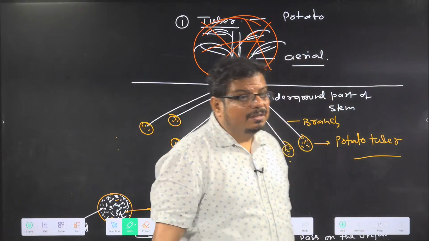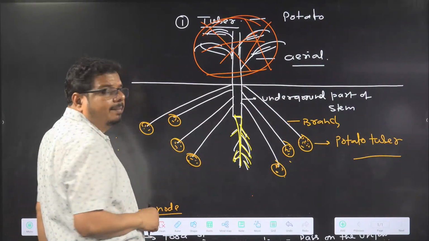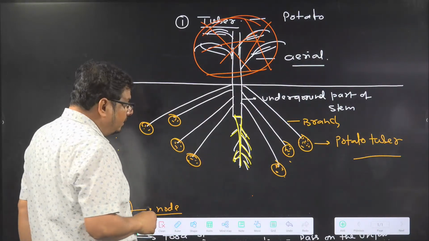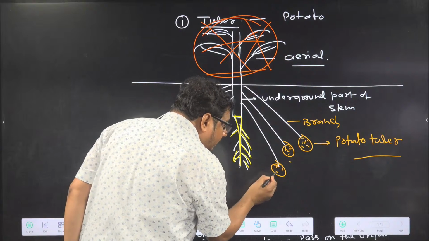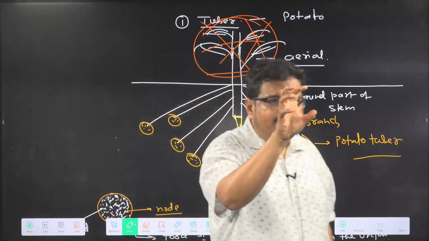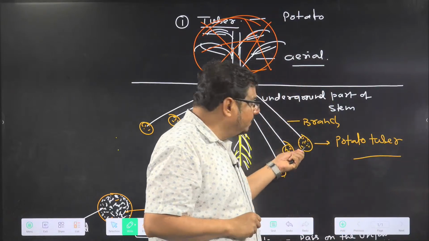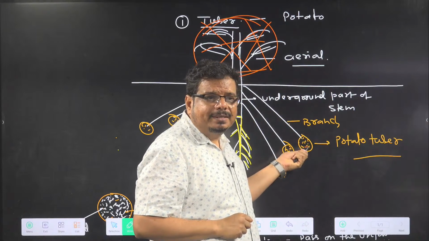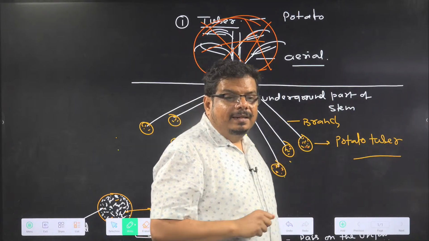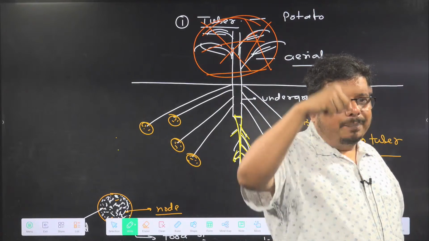Then you can say, sir, in that case, how is this stored food helping them? Able to understand? So this stored food is helping this tuber to survive or not? Tell me, this tuber will survive or not survive? Because who is present there? Every potato in your kitchen can develop into a new plant.